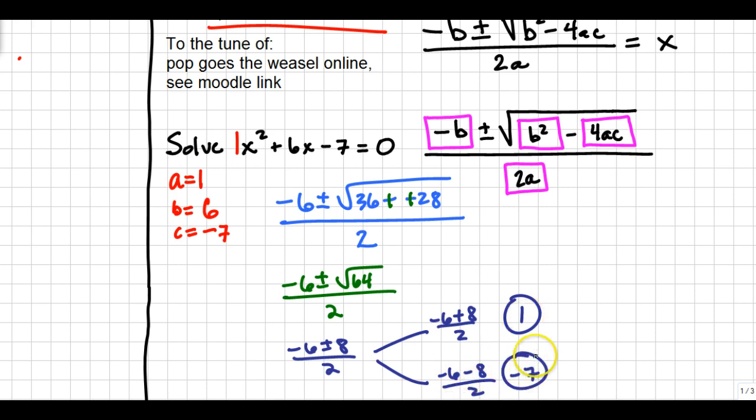Keep in mind what you just got. Those are very good. They are x-intercepts.